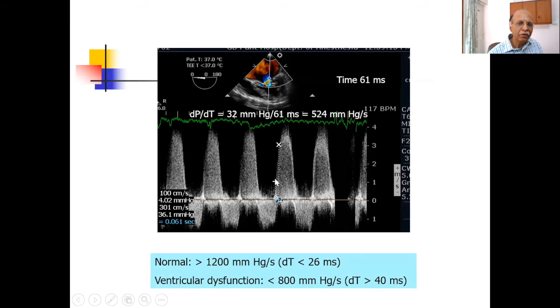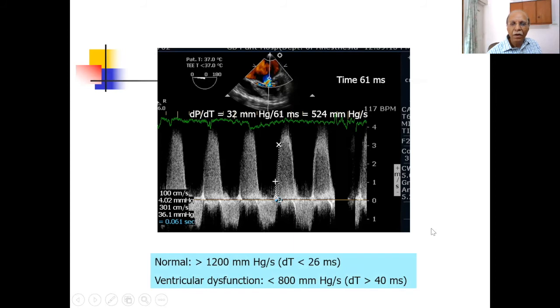In order to calculate the pressure at these 2 points, you take help of the modified Bernoulli's equation, which is 4 into velocity squared. So at 1 meter per second, the pressure is about 4 millimeters of mercury, and at 3 meters per second, the pressure is about 36. So the difference between the two is 32 millimeters of mercury divided by the time which you measure between the 2 points, which gives you the rate of rise in pressure, which in this case is very less. The normal value is more than 1200, and ventricular dysfunction is present if it is less than 800 millimeters of mercury per second.